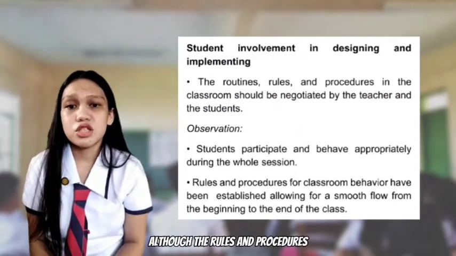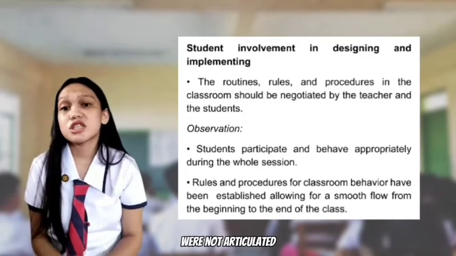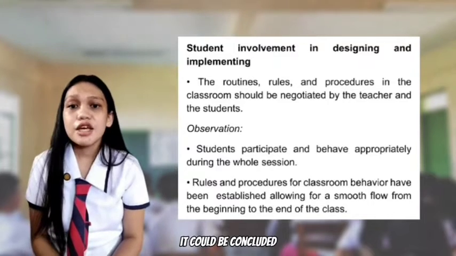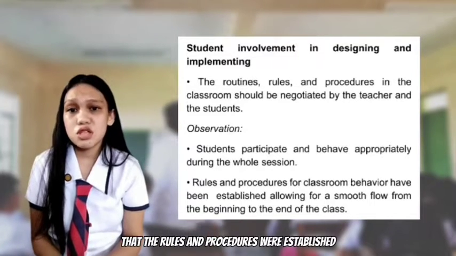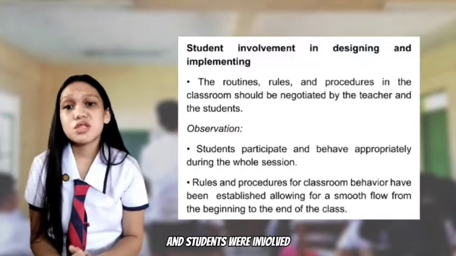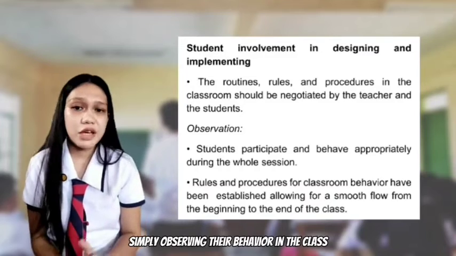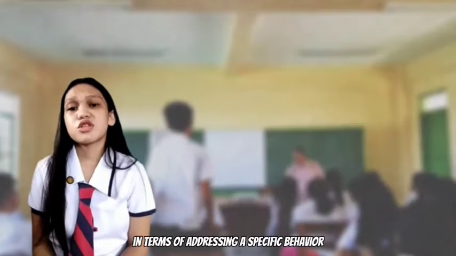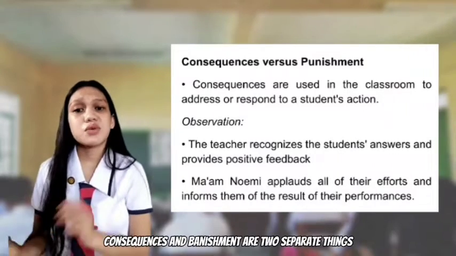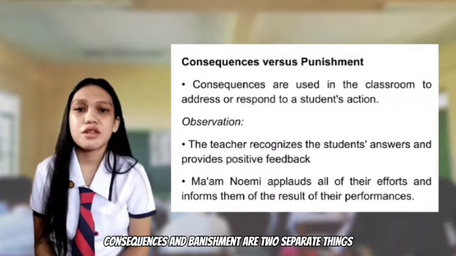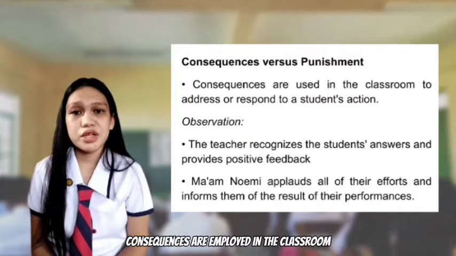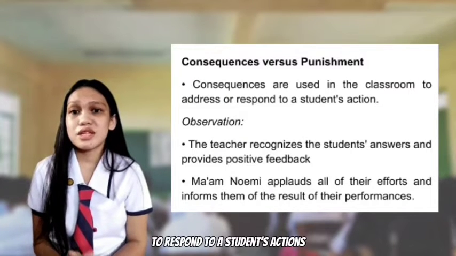Although the rules and procedures that students should follow were not articulated in this specific class, it could be concluded that the rules and procedures were established and students were involved simply by observing their behavior in the class. In terms of addressing a specific behavior, consequences and punishment are two separate things. Consequences are employed in the classroom to respond to a student's actions.